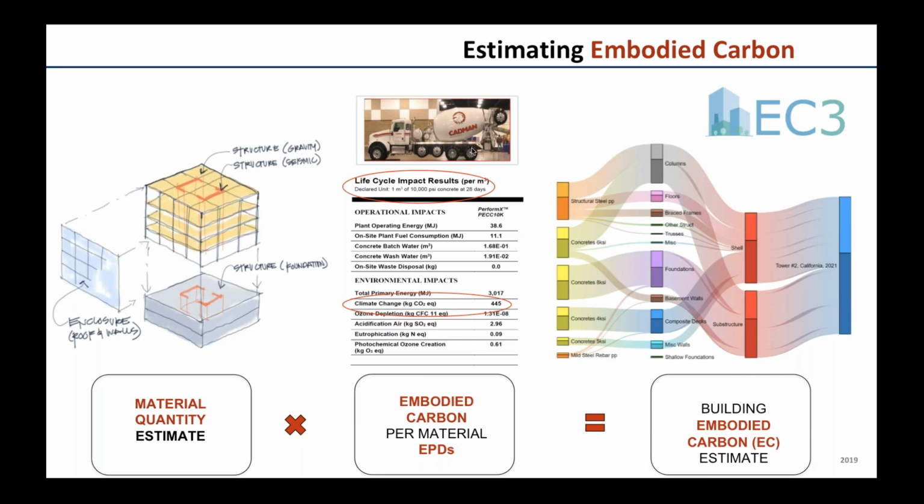Sure. So what EC3 is doing is not rocket science. It's really taking material quantity estimate data that's coming again from construction estimates, BIM models, or whole building LCA exports from Tally, and multiplying it by that kilogram of CO2 per unit of material to give you basically a carbon estimate for your project if you're doing it at the project level.